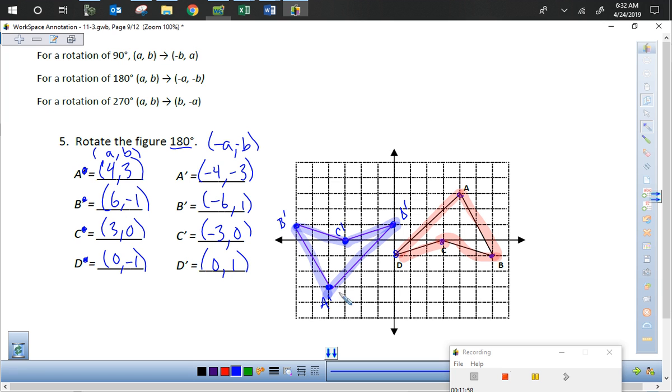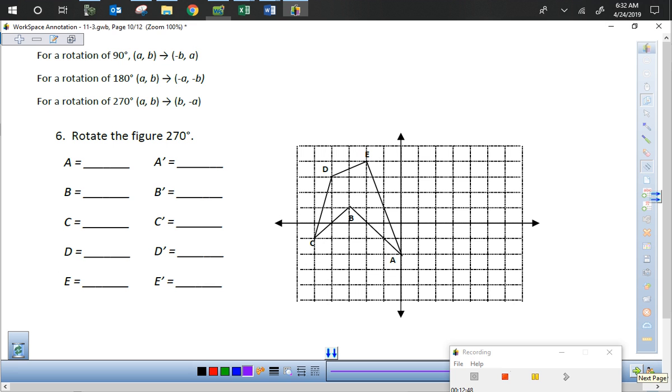So now to check these ones, 180 degrees is a straight line. So you should be able to visualize a straight line from A to A prime through the origin, B to B prime through the origin, C to C prime, and D to D prime. Again, I don't need you to draw those on there, but I do need you to check it to make sure that your figure is actually rotating what you want it to.